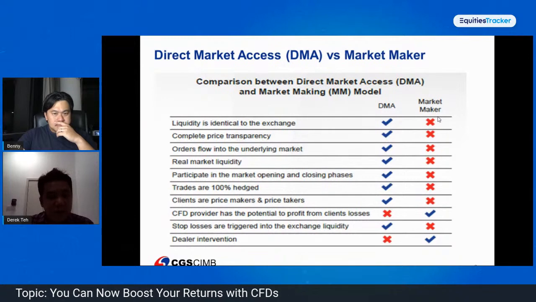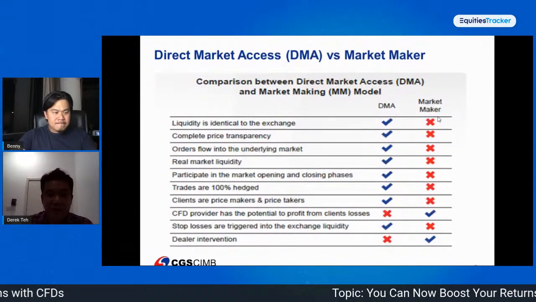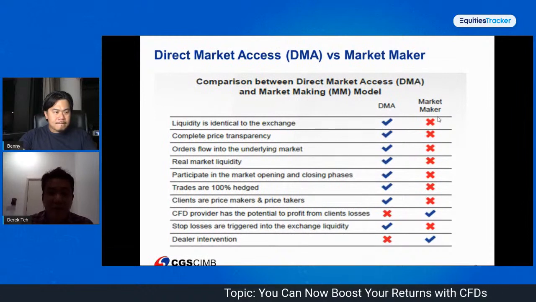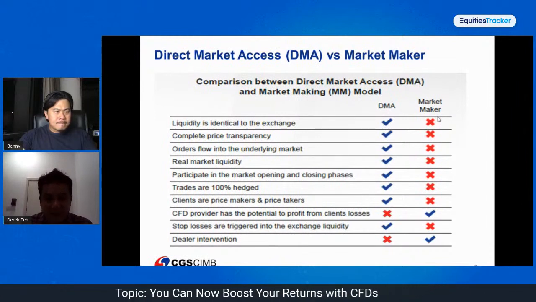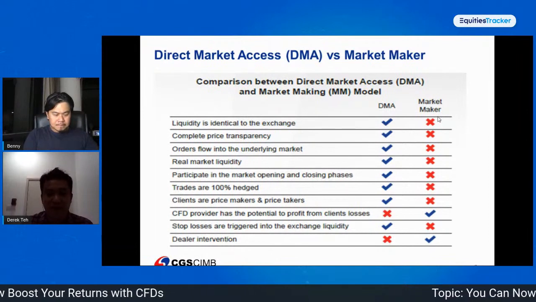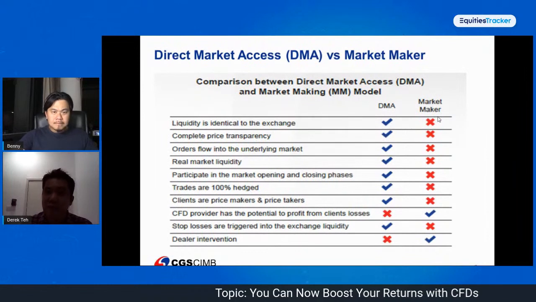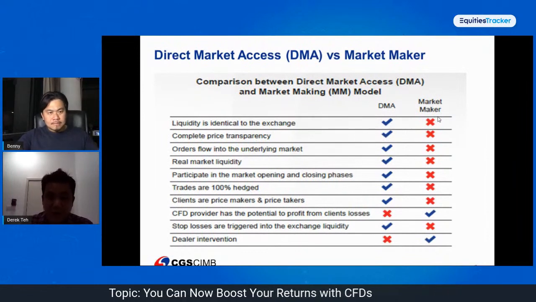Under the DMA model, the trades are 100% hedged. CGS-CIMB Futures does not take any opposite trade against the client. Clients are the price maker and price taker. CGS-CIMB does not have the potential to profit from client losses.